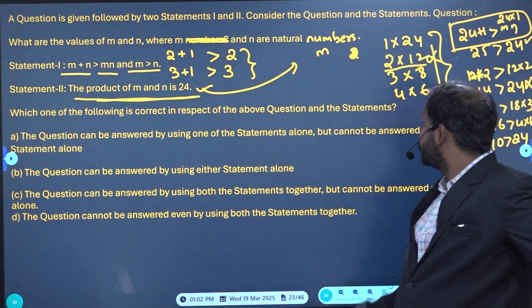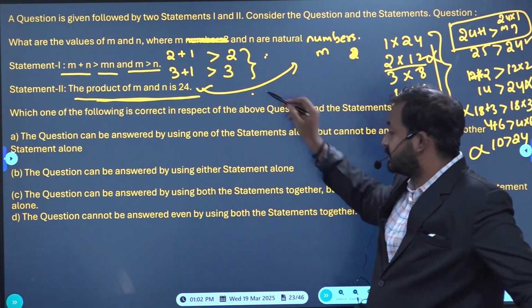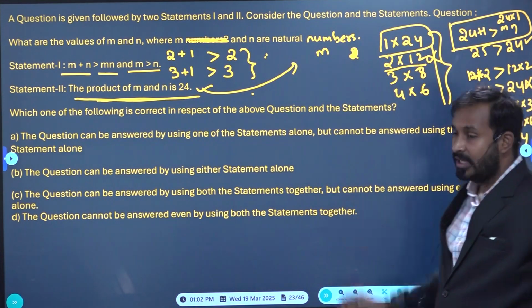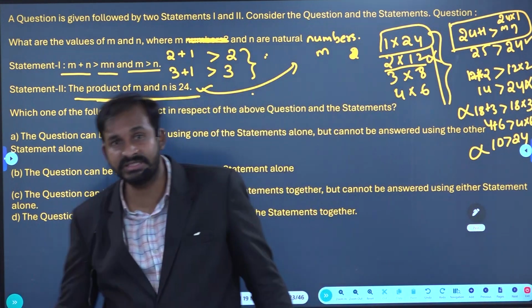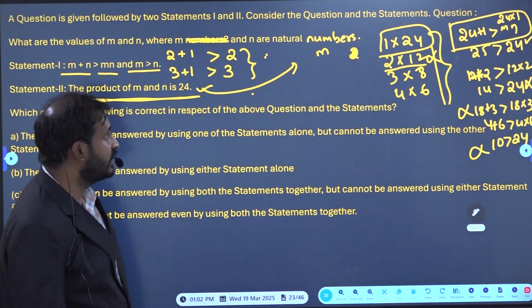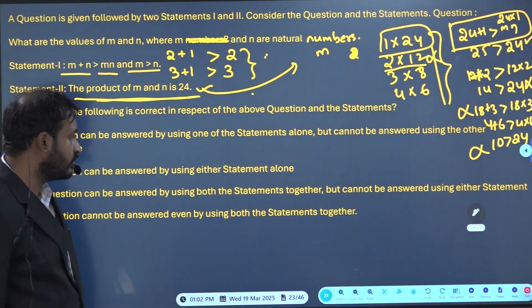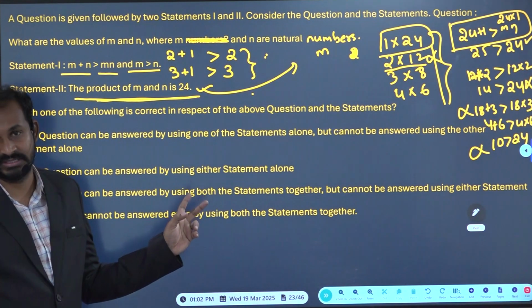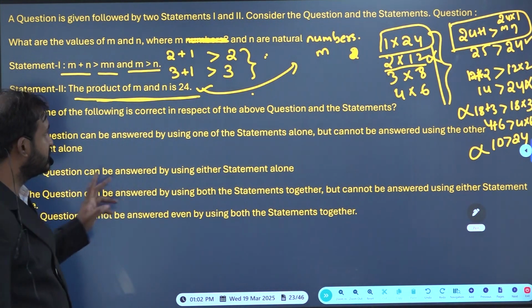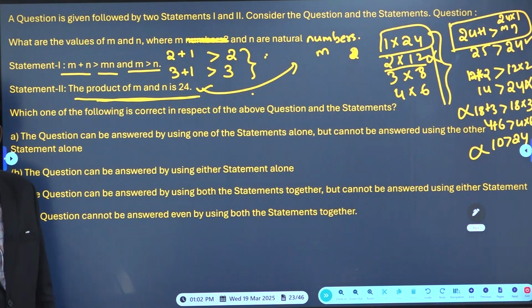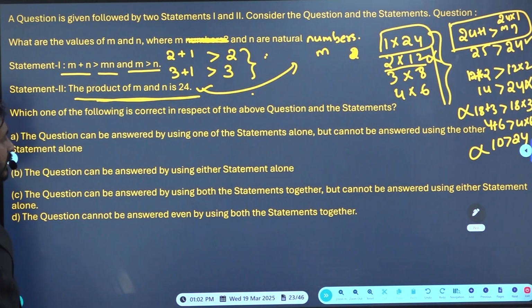24 and 1 pair. So by combining these two logics, I can say that M value is 24 and N value is 1. Definitely I can say that M value is 24 and N value is 1. That is the only thing which satisfies these given conditions. So with the help of both the statements 1 and 2, I can tell my answer is 1 and 24. That is M value is 24 and N value is 1. With the help of both the statements. So the question can be answered by using statements together but cannot be answered by using either alone.